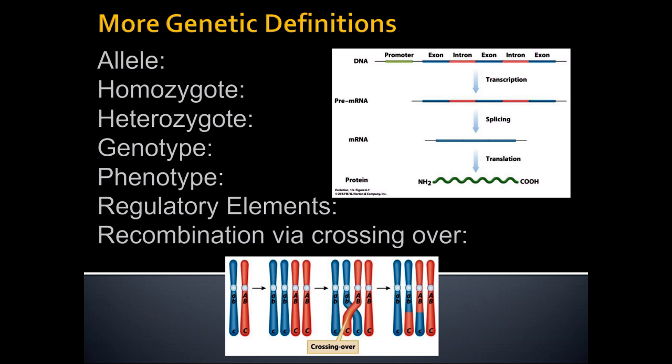Okay? So if you get 2 alleles that are identical, that are the same, you are a homozygote for that gene. If you have 2 different alleles, you're a heterozygote.